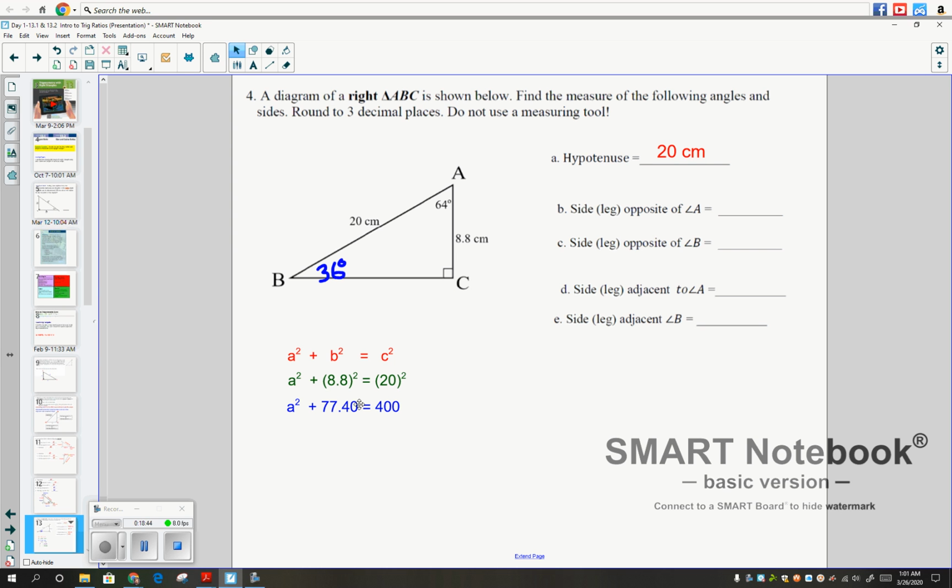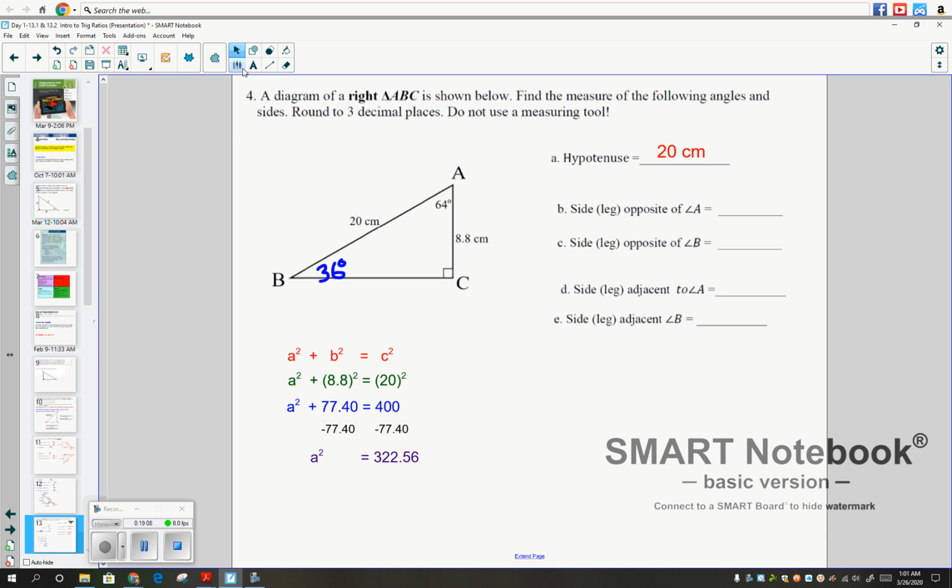Actually, that's a typo there. Should be 0.44 equals 400. Get A squared by itself. I'm going to subtract 77. Should be 44, not 40. Again, typo, 77.44. And end up with A squared equals 322.56.